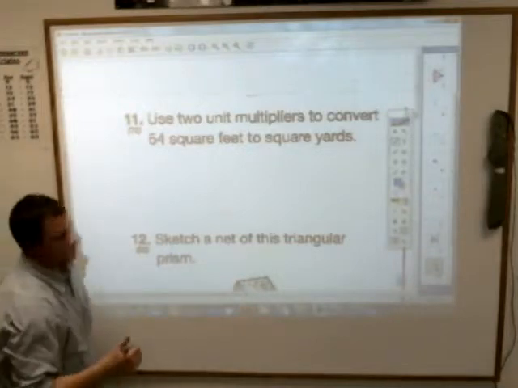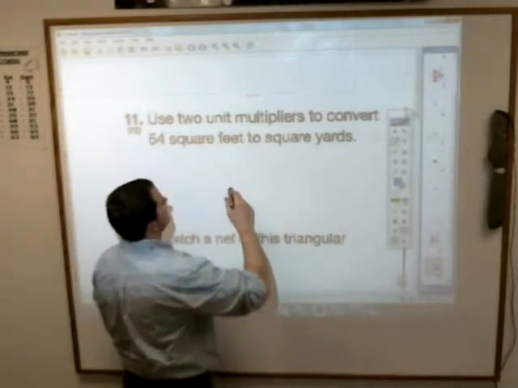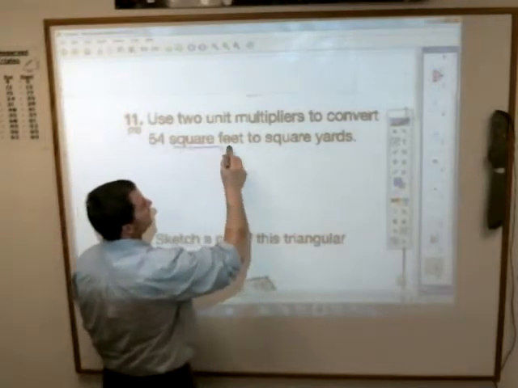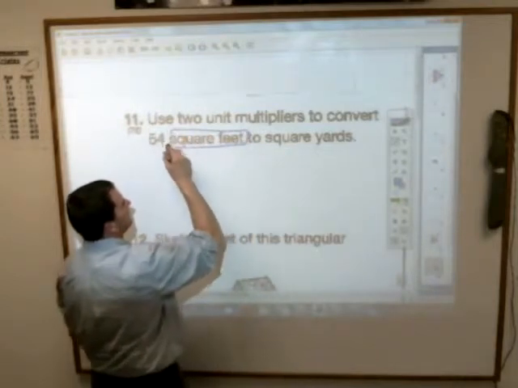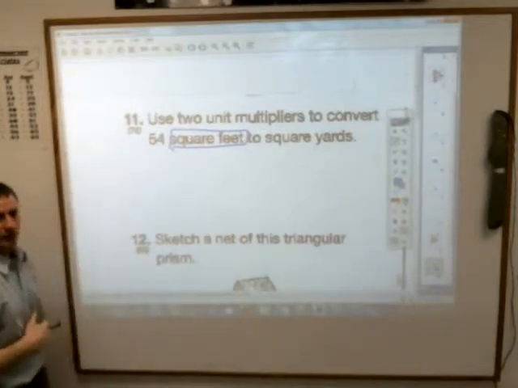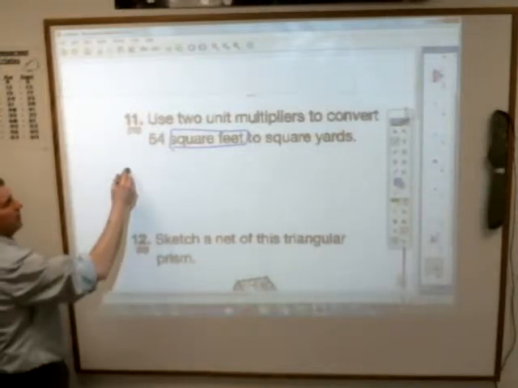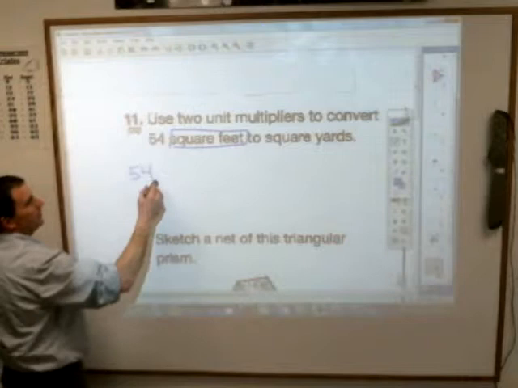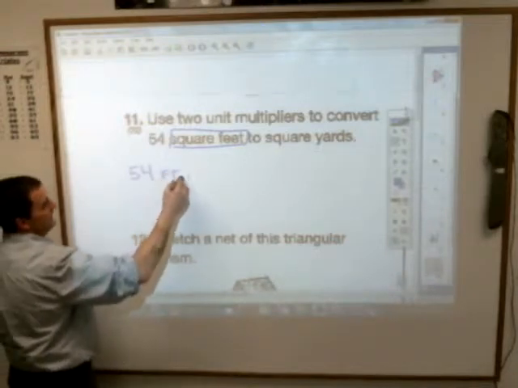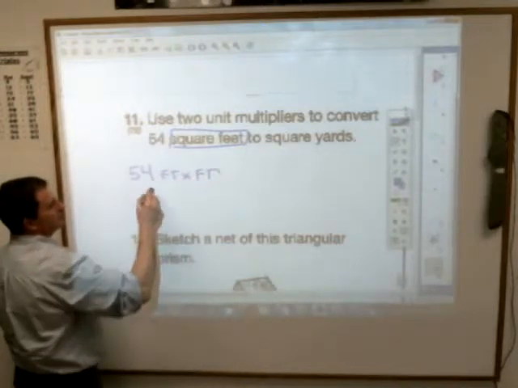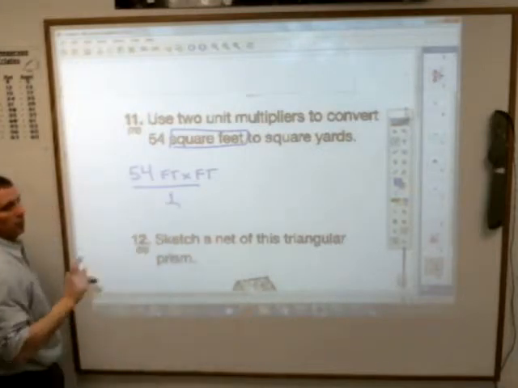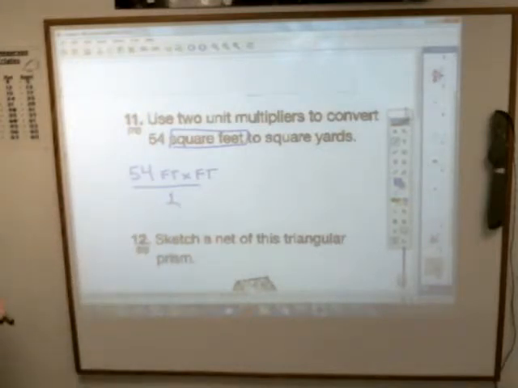Why do we need 2 unit multipliers there? Again, I'll beat this in your head till you get it. We're finding area of something. Area of something means you have 2 labels. You are starting off with 54 square feet. That means you have feet times feet. And you need 1 unit multiplier to cross off each of those labels.